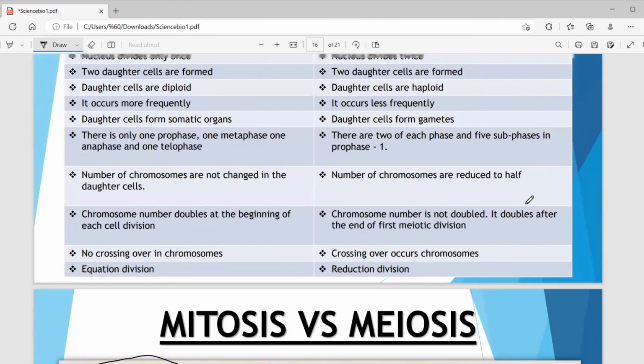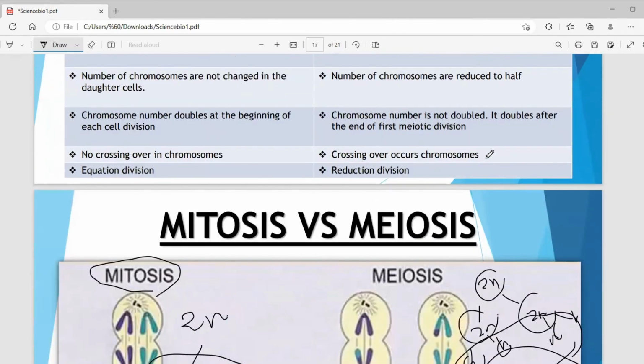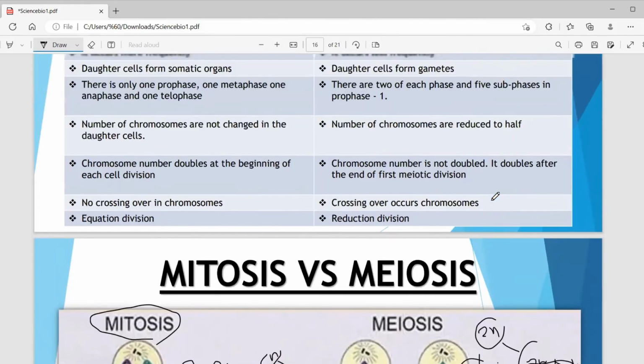Now the differences. Mitosis occurs in somatic cells, which are body cells. Meiosis occurs in germ cells. Mitosis occurs in the somatic cell, and the nucleus divides only once. In meiosis the nucleus divides twice, as I already mentioned and drew here, where 2n divides into n and n.